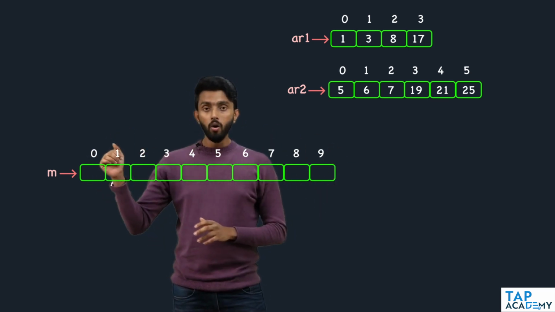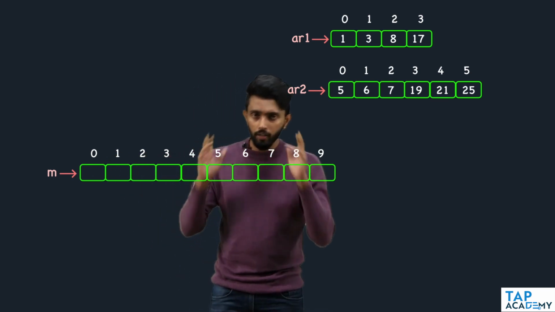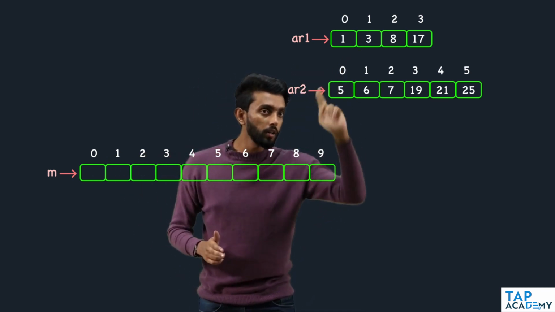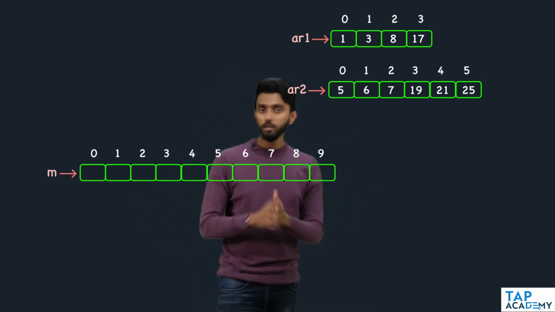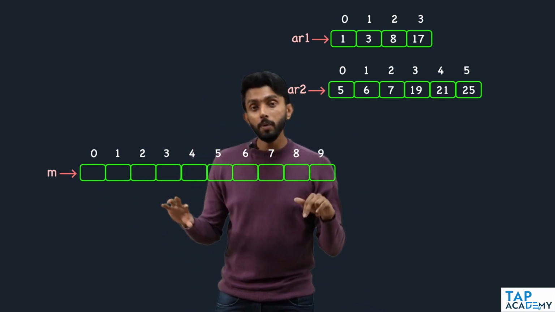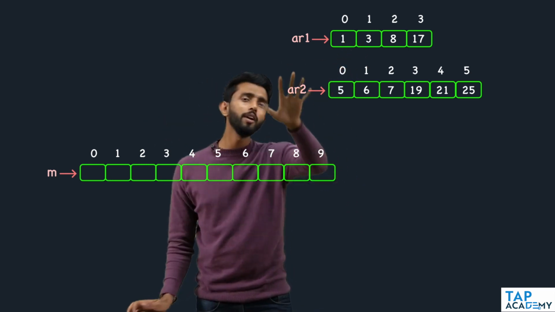Good. Now, one by one, I should add elements here. Now, how should you add it? Think about it. This is sorted, this is also sorted. Naturally, the merged array also should be sorted, right? The merged array also has to be sorted, which means how are you going to merge two arrays such that it is sorted? Very simple.